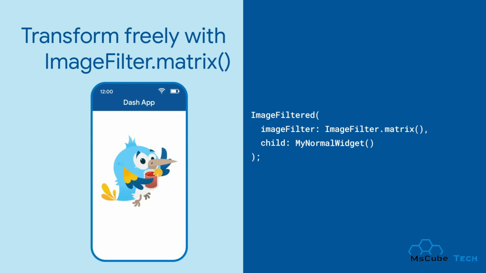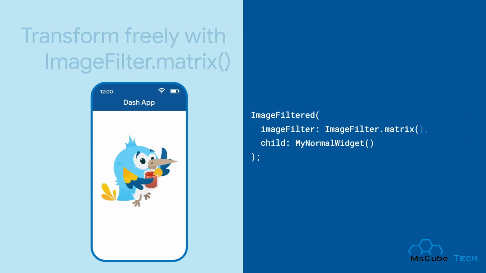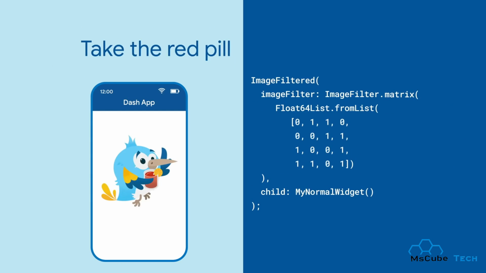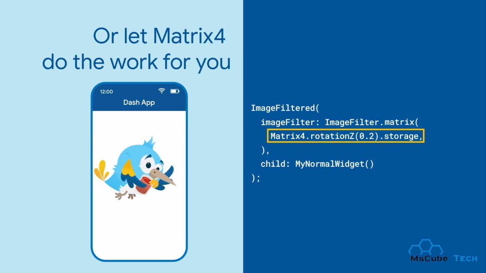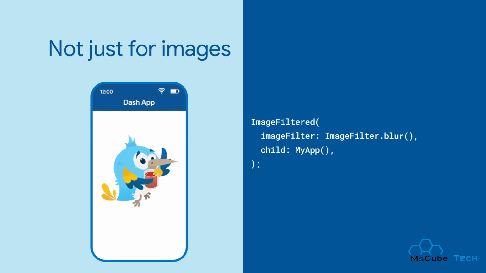Using a matrix transformation is a little more complicated. If you're a genius, you can provide the matrix directly as a Float64List. Most people will opt to use the Matrix4 class from vector_math, which provides constructors such as Matrix4.rotationZ. It's good to keep in mind that everything in Flutter is a widget. Therefore, you can filter anything, not just images.